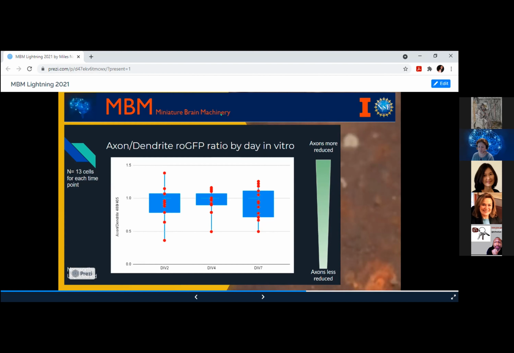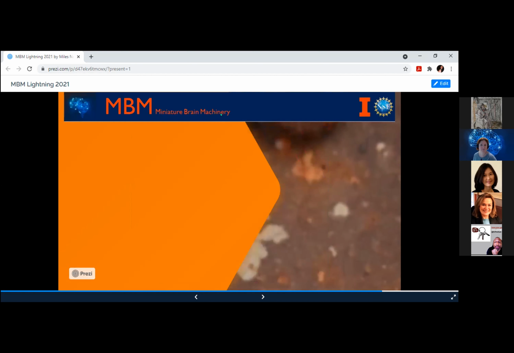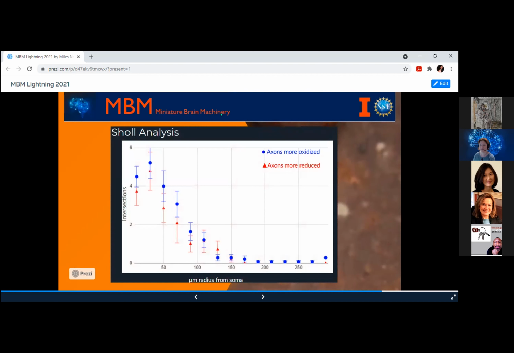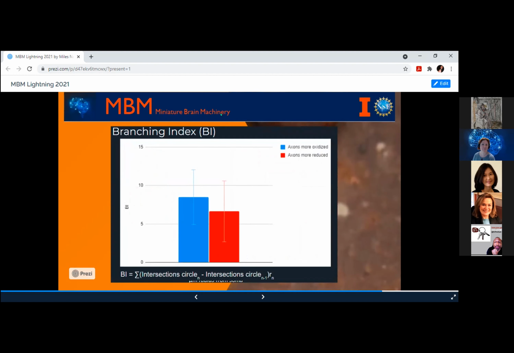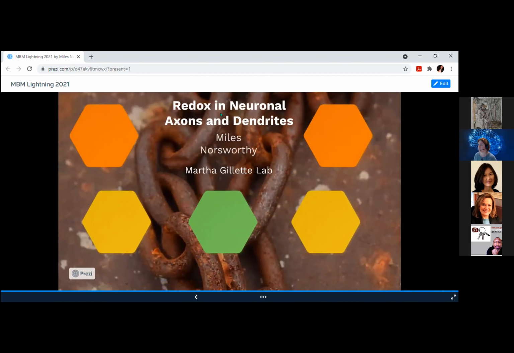So then I asked: for those cells where the axons are more oxidized or more reduced, do I see a difference in morphology? Are some just more mature or more developed? To do that, I started with Scholl analysis. I have a cell here with multiple diameters all around it, and I measure how many times a neurite crosses one of these diameters, and find the same thing. For a bare Scholl analysis, there's no difference between those with the most oxidized or most reduced axons. Same thing for the branching index, which is another measure of that Scholl index. So far, there doesn't seem to be a difference, which is surprising based upon our initial hypothesis. And thank you very much.